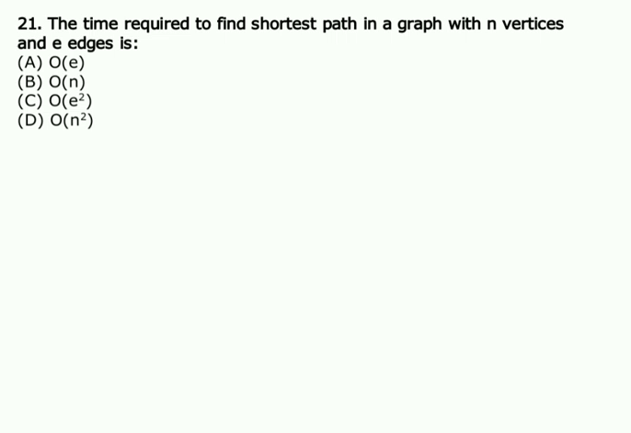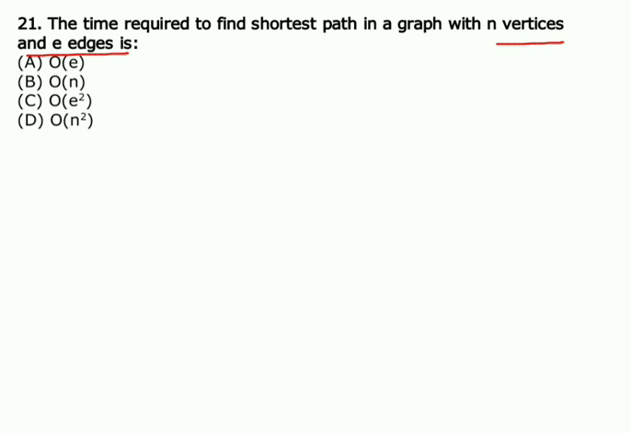The time required to find the shortest path in a graph with n vertices and e edges is. In the given problem, we have to find the time required to find the shortest path between the n vertices and e edges. They have not mentioned any algorithm here. We have different types of algorithms to find the shortest path in a graph: the Dijkstra algorithm, Bellman-Ford algorithm, and Floyd-Warshall algorithm.